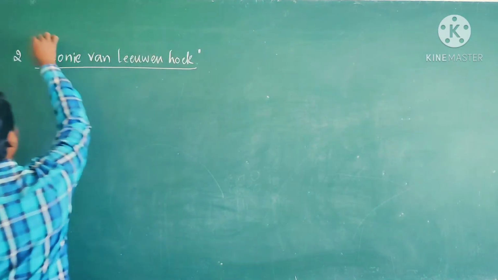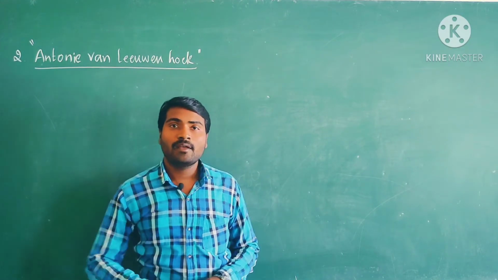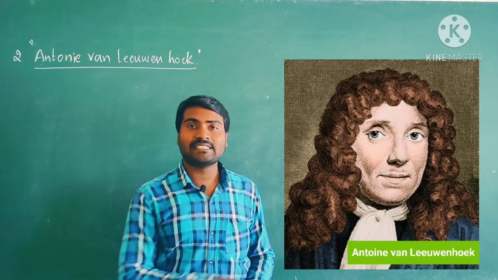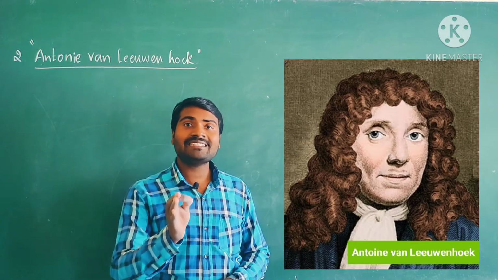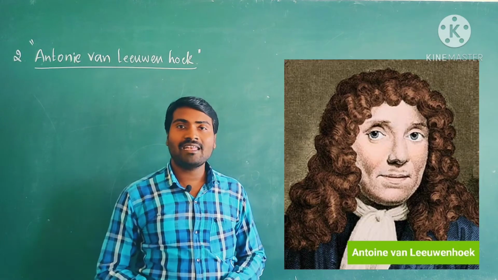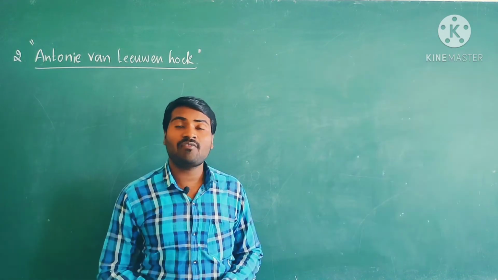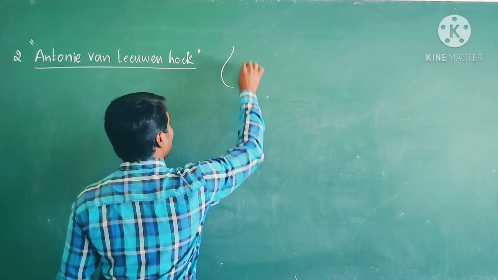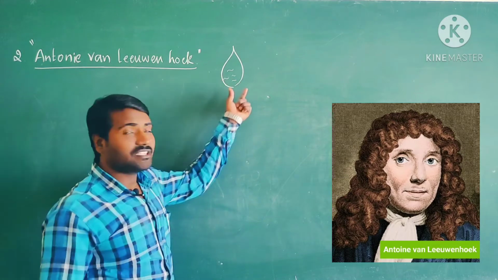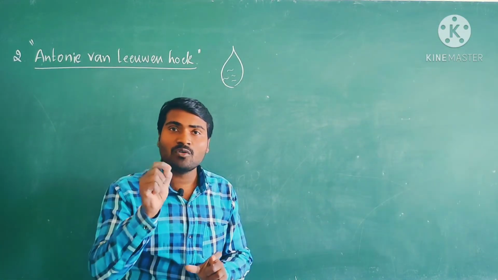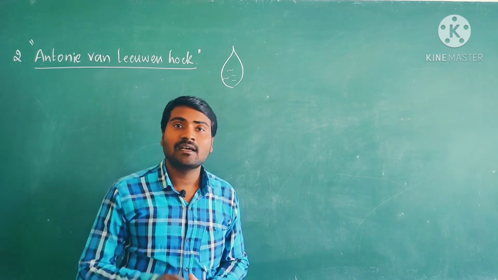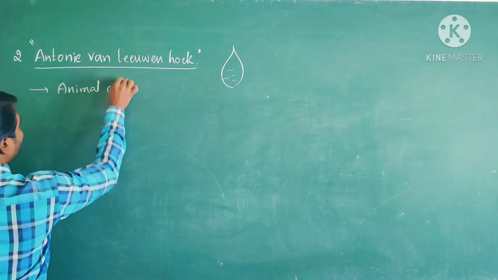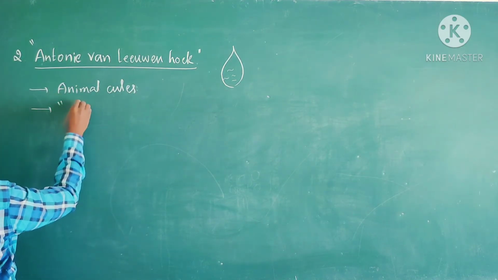Come to one more scientist. Okay. Right. Anthony von Leeuwenhoek. Okay. The cells discovered by Robert Hooke were not living cells. Those were dead cells. But for the first time, living cells were discovered by Anthony von Leeuwenhoek. He observed different types of water samples and he found small living creatures in a drop of pond water. In a drop of pond water, he found small moving creatures and he named them animalcules. Thereafter, these were renamed as bacteria.